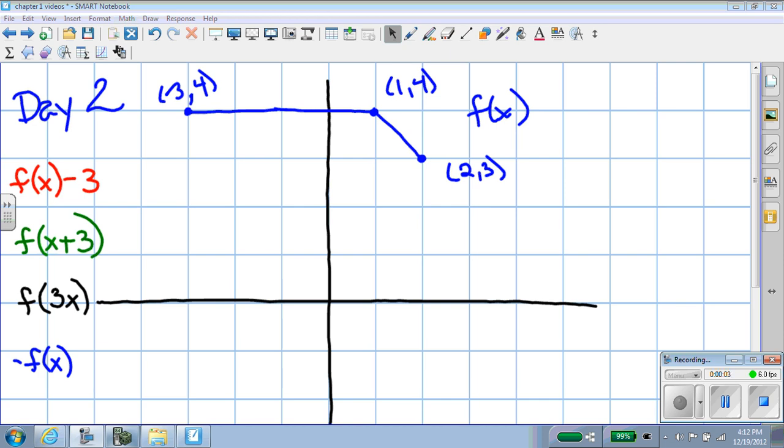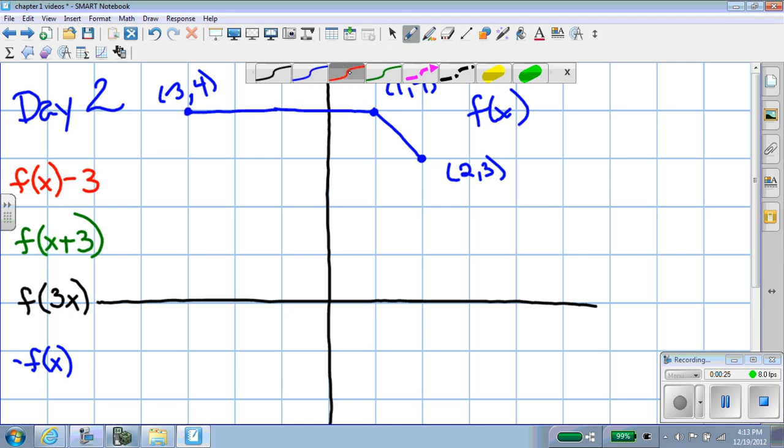Today we're going to continue our discussion of transformations using a very simple graph. It has only 3 points, so our function f of x is just the point -3, 4 connected to 1, 4 connected to 2, 3, making this very simple shape. So if I wanted to do f of x minus 3, that would be a vertical shift down 3. So I could take each point and shift it down 3 units.